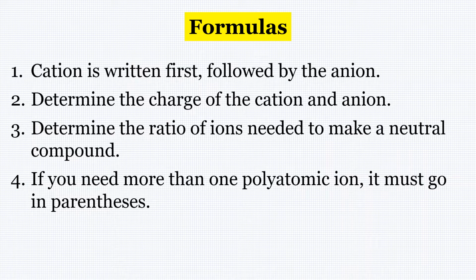When we write our formulas out, we always start by writing the cation first, followed by the anion. Same format that we've been using. We need to determine the charge of both. Then, if necessary, we need to make some changes by adjusting the charges. So we're looking at the ratio here. And then finally, if you need more than one polyatomic ion, it must go in parentheses, and this is important. You'll see these in a couple of examples.